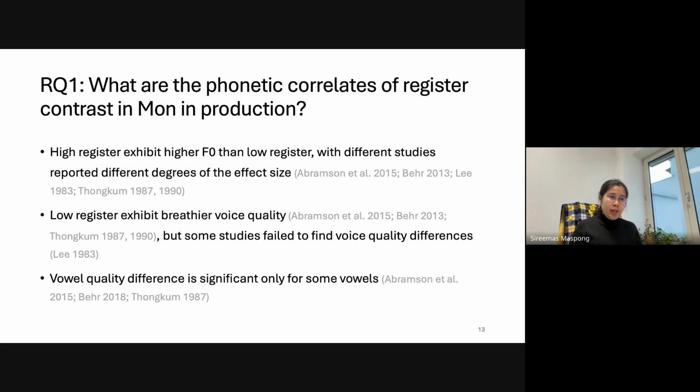And in terms of voice quality, it has been reported that low register exhibits breathier voice quality, but some studies actually failed to find a voice quality difference at all in Mon. And finally, in terms of vowel quality, it has been reported that the vowel quality difference is significant only for some vowels, so it's not as systematic as voice quality or F0 in some reports.